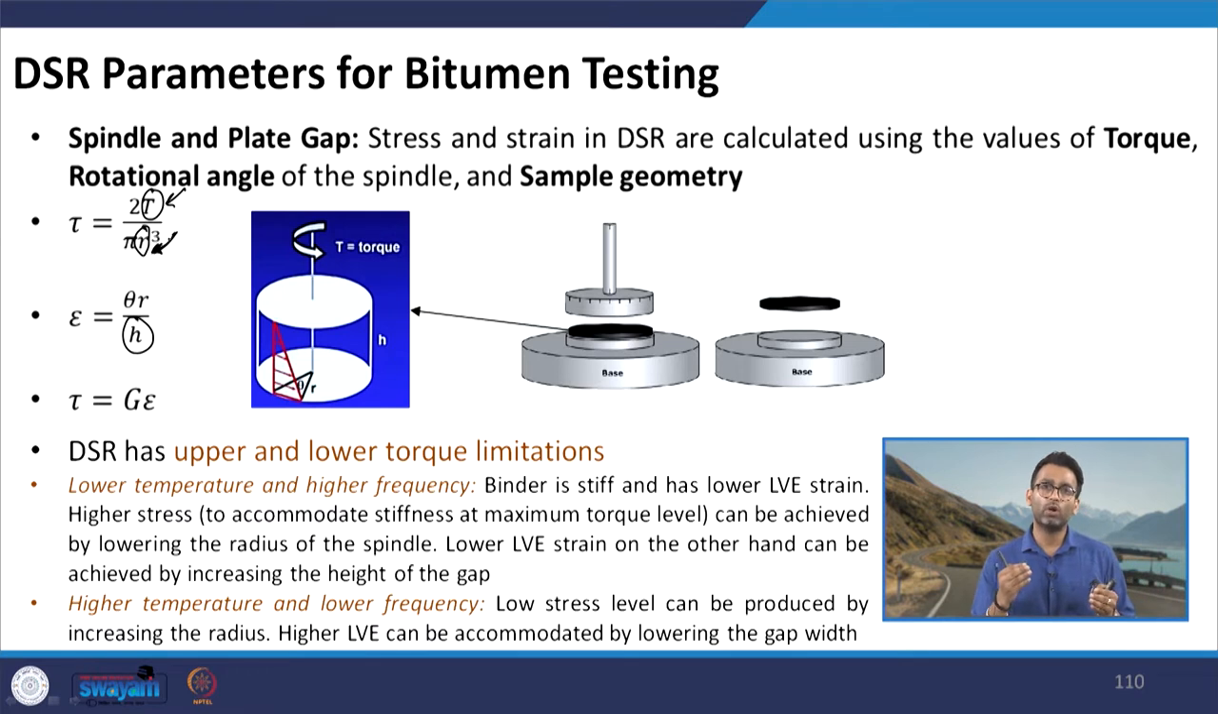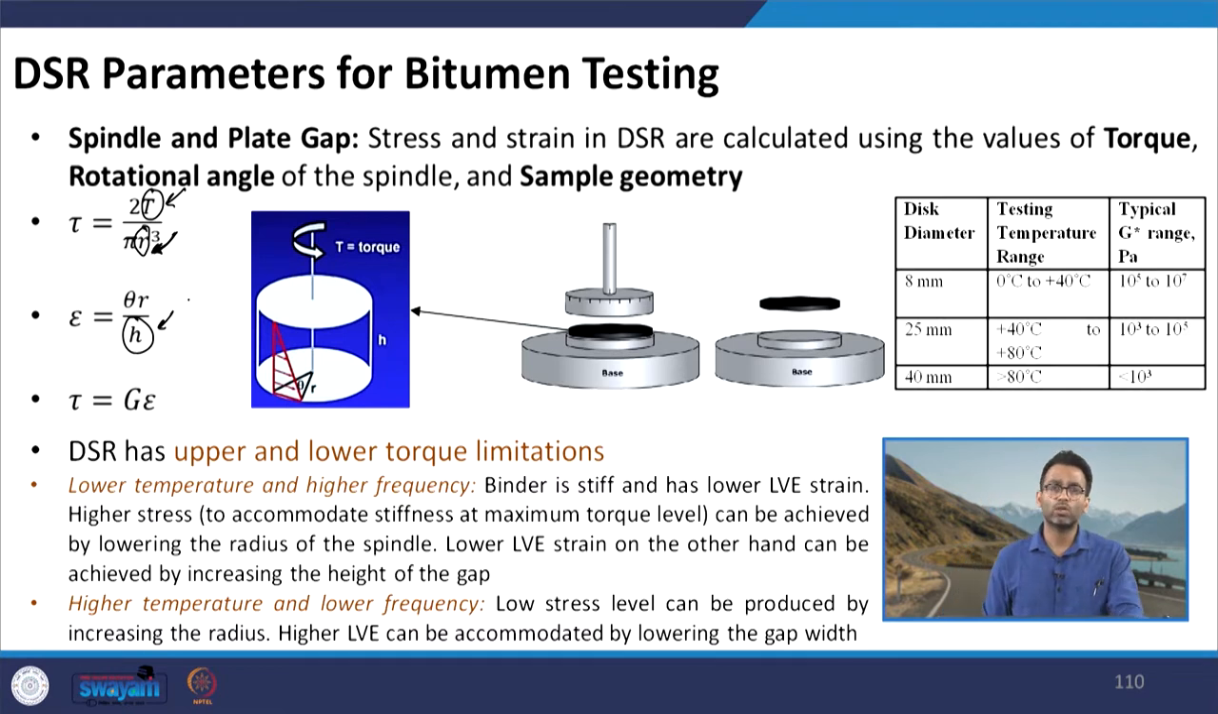Similarly, if we want to achieve higher LVE strain here for a fixed value of theta, then again we can reduce the value of H. So which means at higher temperature and lower frequency, the geometry of the specimen should be such that the gap is less and the radius is more. All right. So based on many studies on the binder, this is what is typically proposed when we are doing a test with a dynamic shear rheometer in the laboratory.